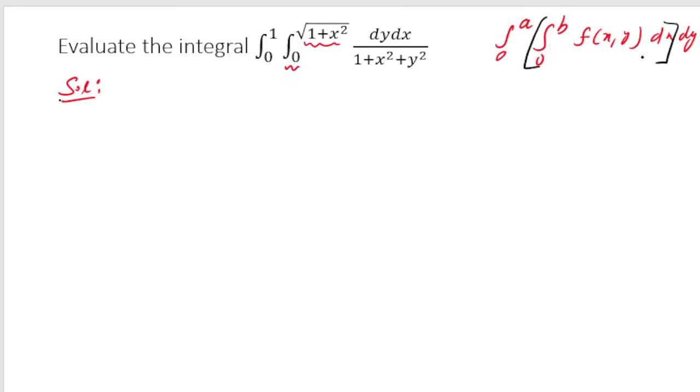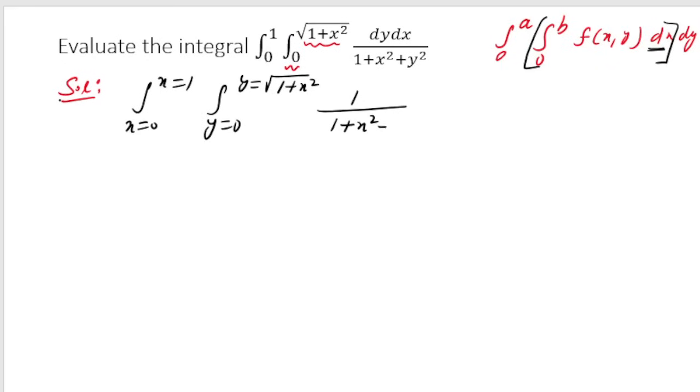First, I will evaluate the integral with respect to x, with this as the limit of x, and then I will integrate with respect to y and consider this as the limit of y. Let me write it for your convenience. The limit of x is from 0 to 1, and the limit of y is from 0 to under root 1 plus x square. I am writing 1 by 1 plus x square plus y square, and since the limit of y is first, I am writing dy and then dx.